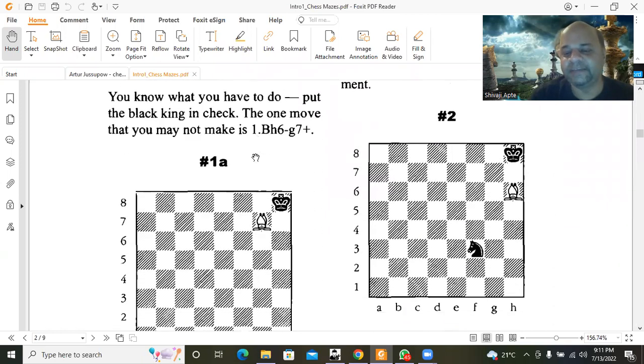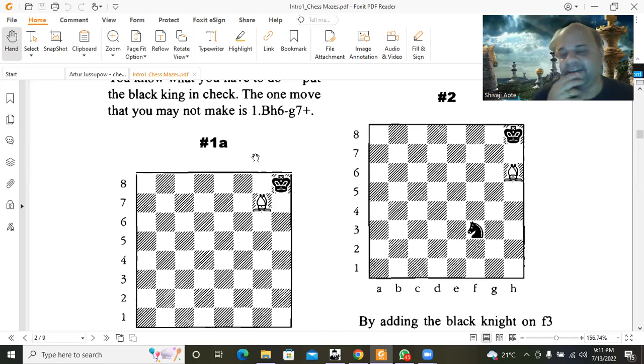So we'll see many examples. Okay. Now number 2, very interesting. Look at it. Number 2. The only thing that we have added is a knight on f3. Bishop on c1, same position. Now, how many solutions are there? Let us see. You think about it. Now you know the rules.